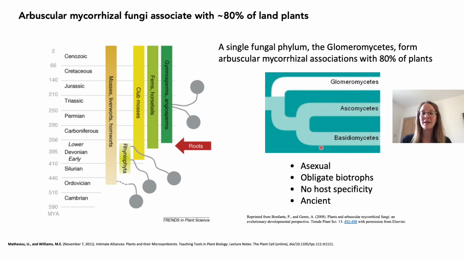And these fungi reproduce asexually. They're obligate biotrophs, which means that they're only able to complete their life cycle when they grow in a symbiosis with the plant. And they don't have any host specificity, meaning that one particular fungus can connect with a lot of different plant species, and that then leads to a network underneath our feet, basically, that connects all these different plants with each other. And in addition, this particular symbiosis with arbuscular mycorrhizal fungi is ancient.